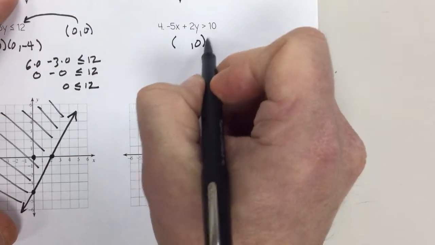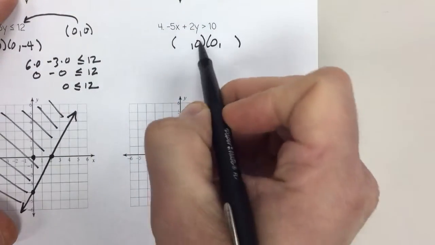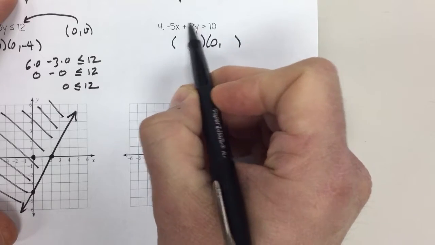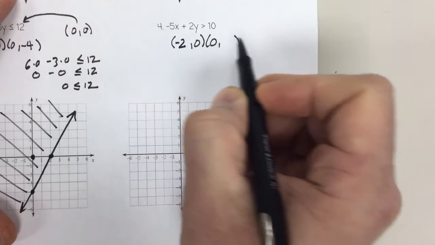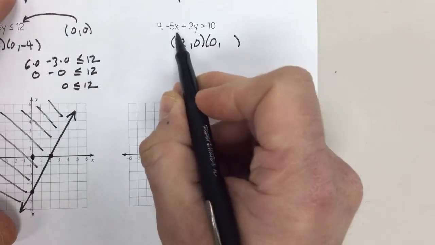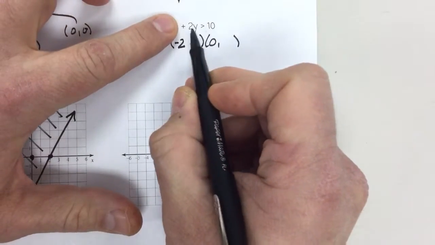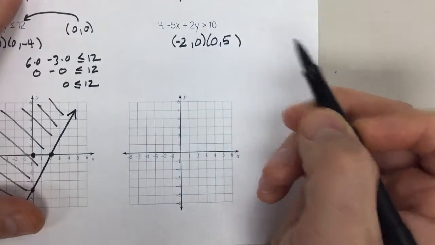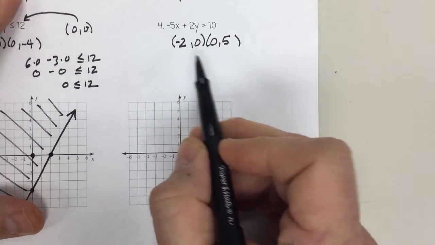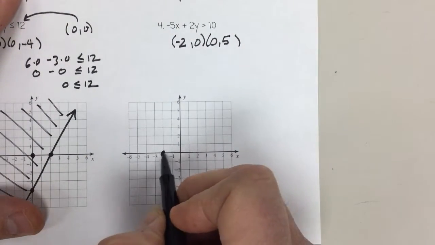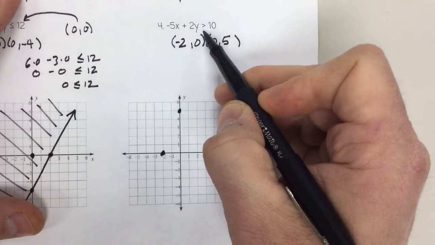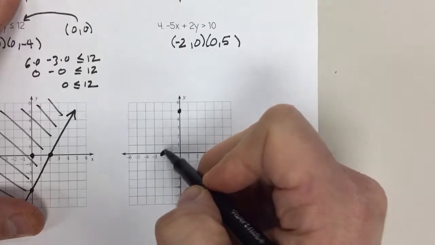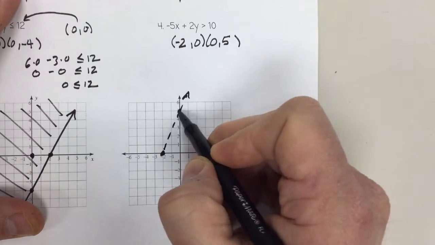So for the last example, make the eyes, plug this in for y, that cancels out. 10 divided by negative 5 is negative 2. Plug this 0 in for x. 10 divided by 2 is 5. Graph these 2 points. Negative 2, 0 goes here. 0, 5 goes here. Check the symbol. There's no equal sign, so it's a dashed line.